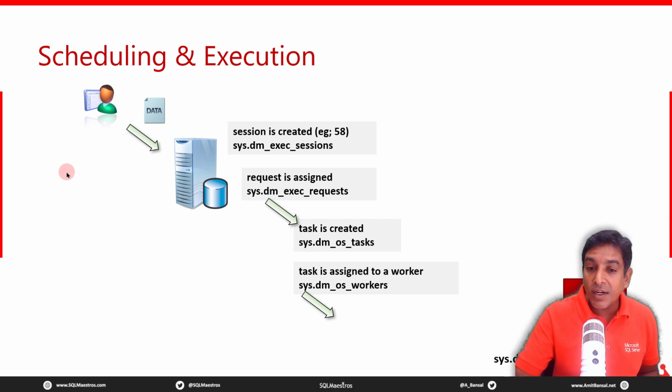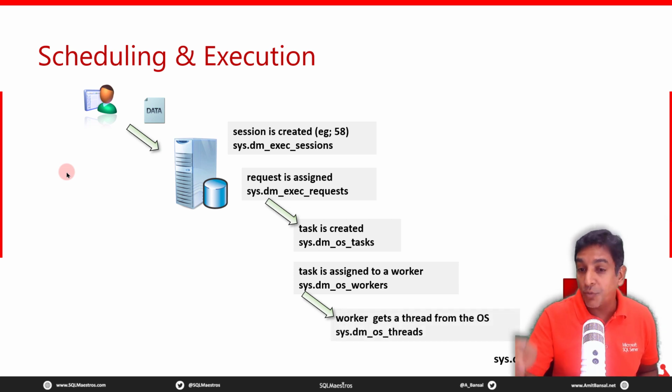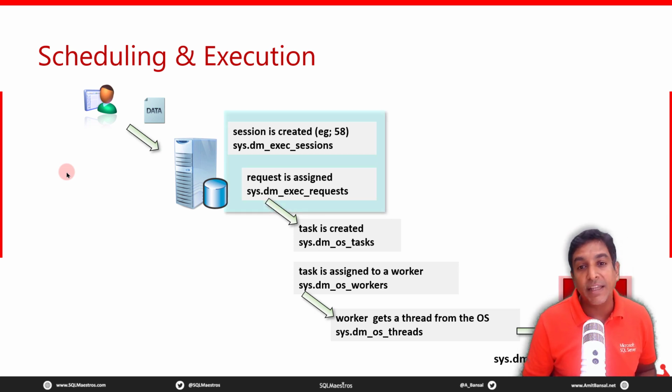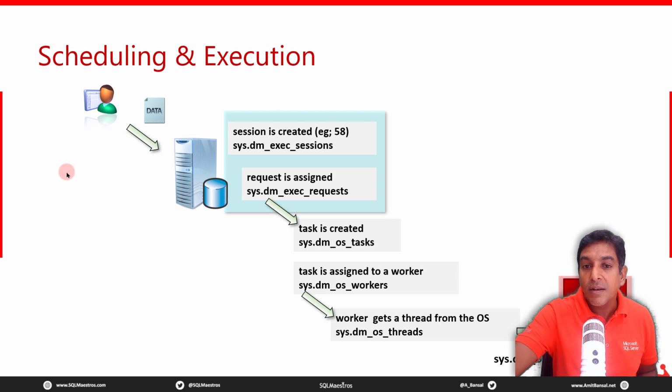So you have this worker which is assigning the task to a thread, and of course you can track that in sys.dm_os_threads as I showed you, and then the thread gets scheduled on the scheduler. The worker does that job of assigning the thread to the scheduler, and once the execution is complete, the results are sent back to the client. Now a bit of color highlighting there.